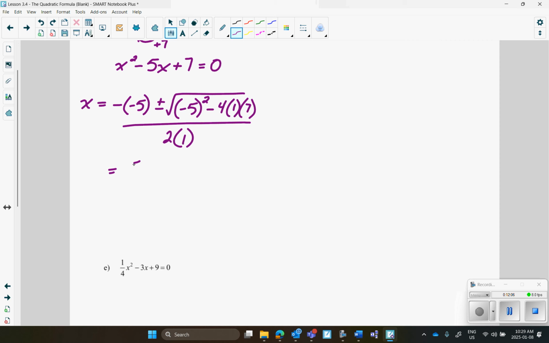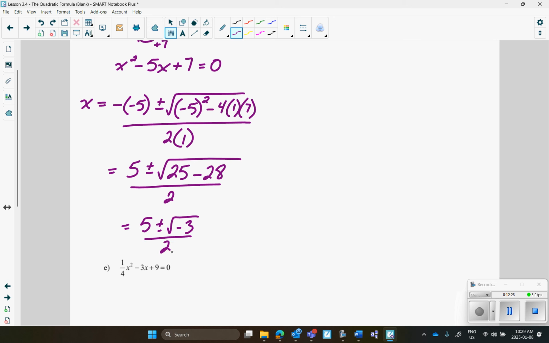So this is going to become 5. This is going to become positive 25. Subtract 28. Divide by 2. Which, if I go a little bit further, is going to give me the square root of negative 3 over 2. Hopefully you're there.